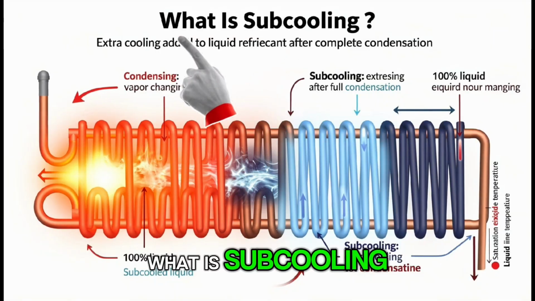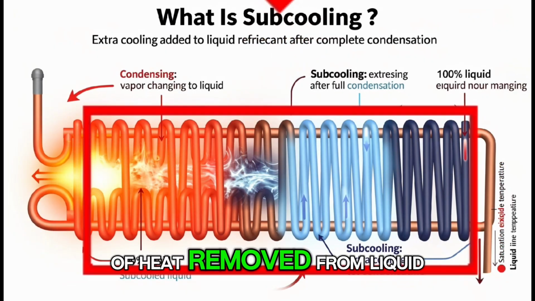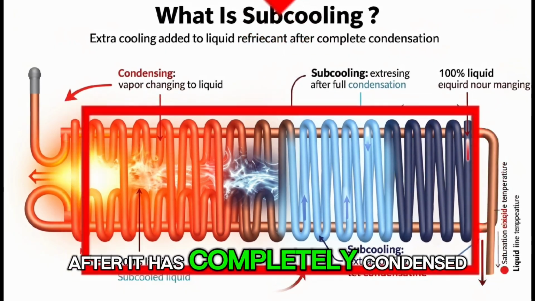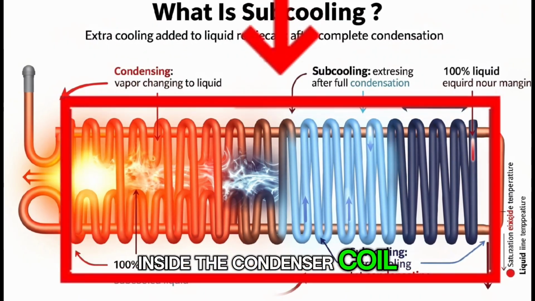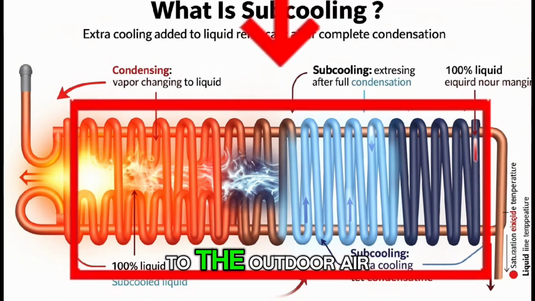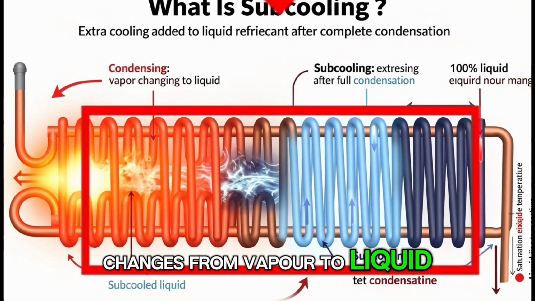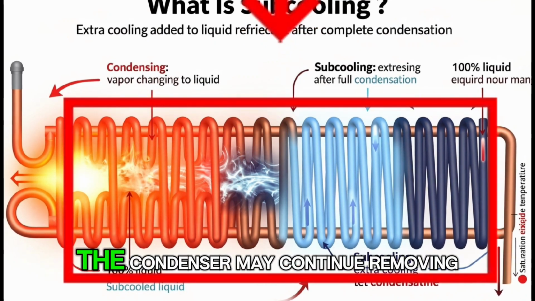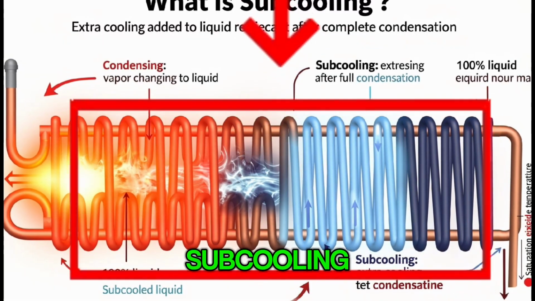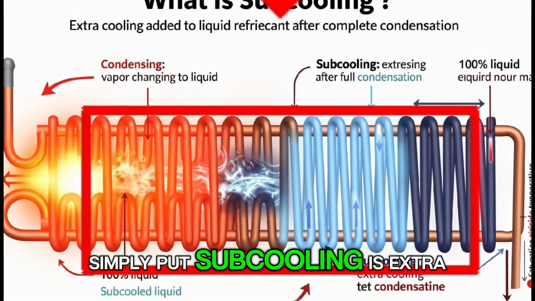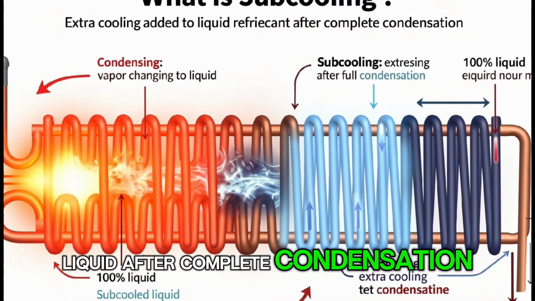What is subcooling? Now let's move to subcooling. Subcooling is the amount of heat removed from liquid refrigerant after it has completely condensed. Let's understand this clearly. Inside the condenser coil, hot refrigerant vapor releases heat to the outdoor air. As heat is removed, refrigerant changes from vapor to liquid. After all vapor becomes liquid, the condenser may continue removing more heat. That extra cooling is called subcooling. Simply put, subcooling is extra cooling added to refrigerant liquid after complete condensation.